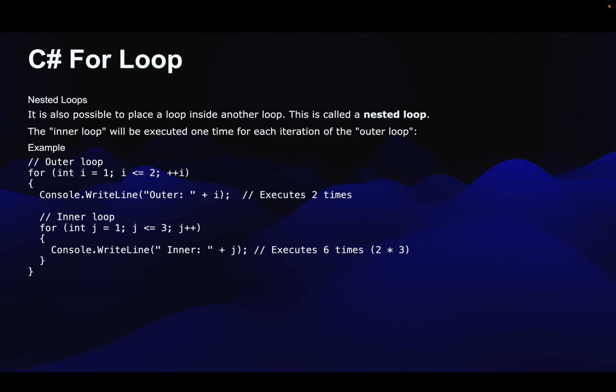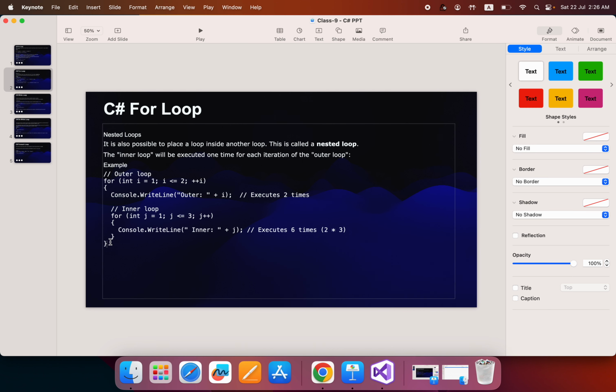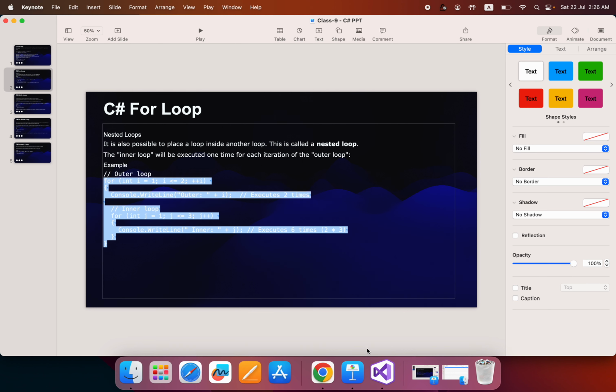Now one more thing: nested loops. A nested loop is when you write a loop inside another loop. If you have one outer loop and you want to run one more loop inside your existing loop, that is called a nested loop, and this is possible in C Sharp. Let's execute this also; you will see it's a loop under a loop.